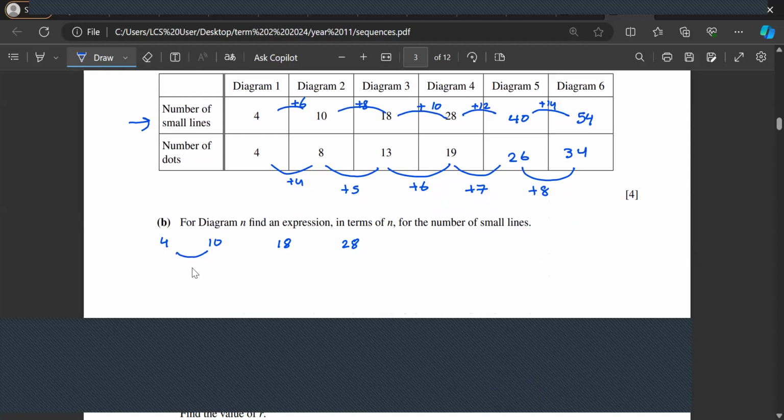Then from here to here, plus 6. Then from here to here, plus 8. From here to here, plus 10. Then from here to here, plus 2, and here to here, plus 2. Then we will do the same. Any problem in this?